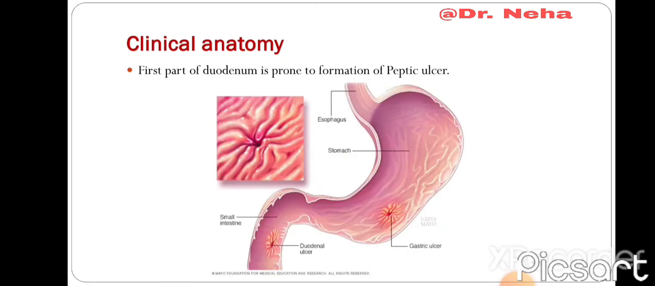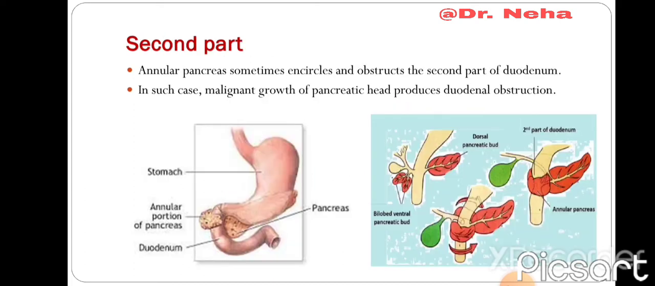Now some clinical aspects. The first part of duodenum is prone to formation of peptic ulcers. Second part, it is affected by annular pancreas, which sometimes encircles and obstructs the second part. In such case, malignant growth of pancreatic head produces duodenal obstruction.